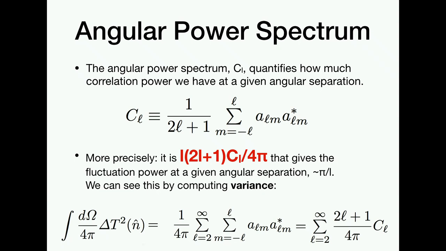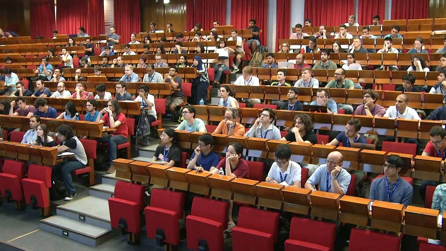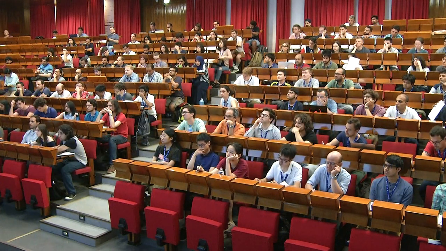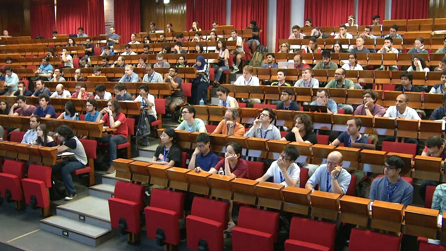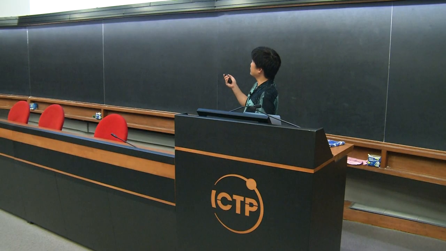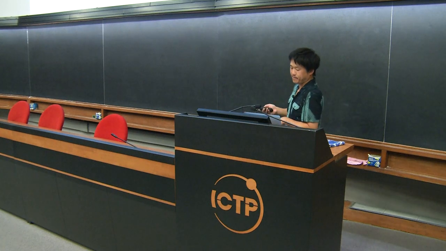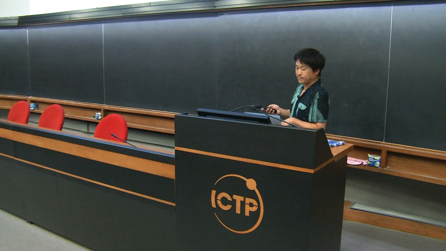And remember that the L is approximately, not exactly, related to the angular scale, angular separation in the sky, that's pi over theta. That's exact for L equals M, it's approximate for other M's. Okay, so that's the central quantity that we're interested in, and it's observable.